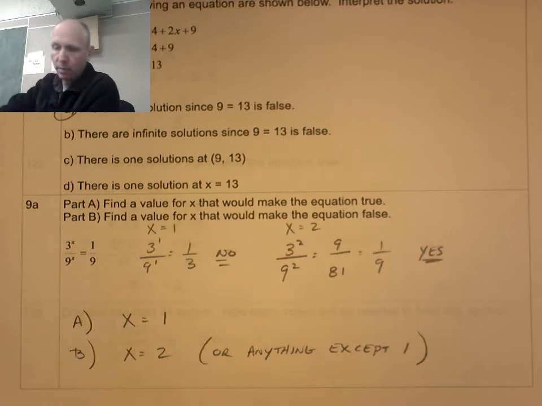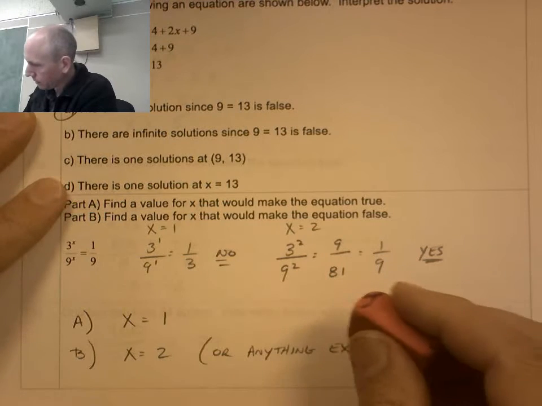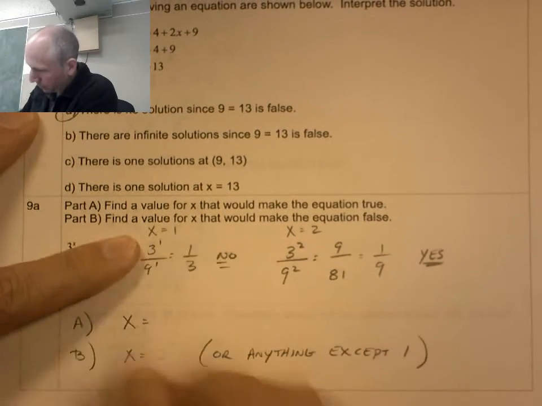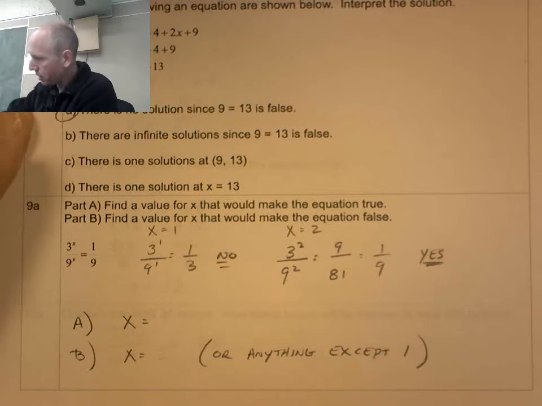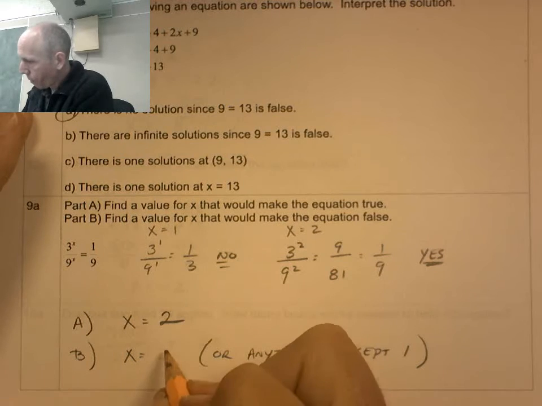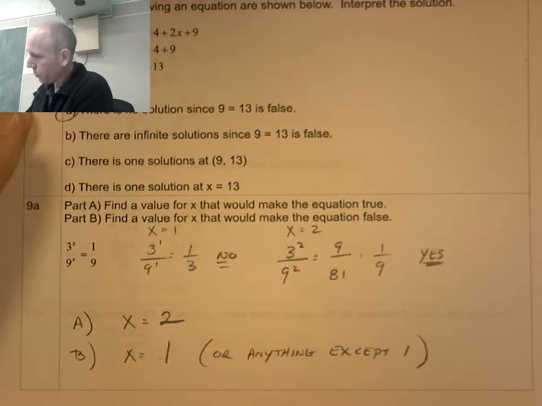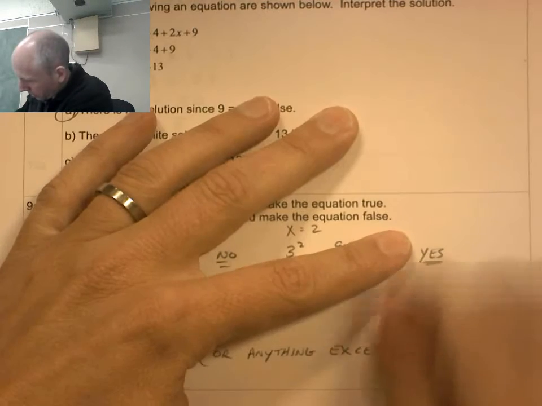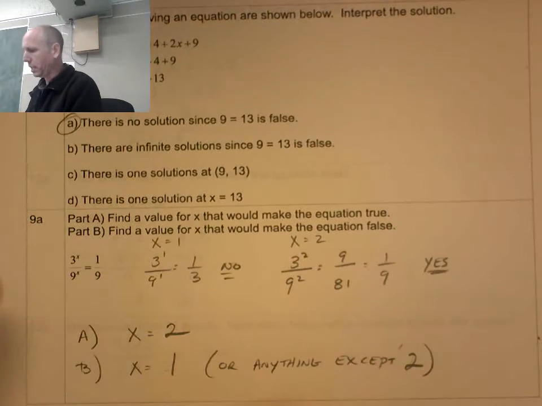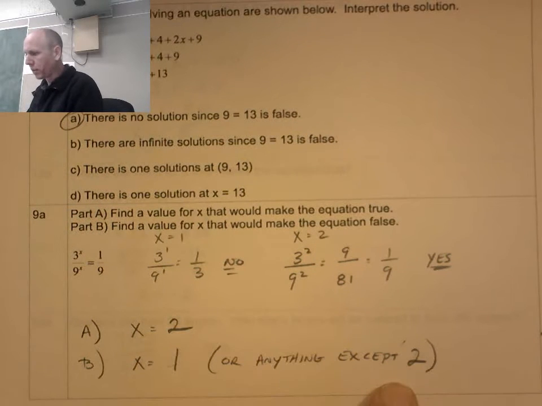You know what, I have this written backwards, so let's fix that. So what does work? Find a value that does make it work. That's a 2. And what doesn't work, 1, which would basically be anything but 2. There you go. Anything. A 2 works. Everything else doesn't work. Okay, that's good.